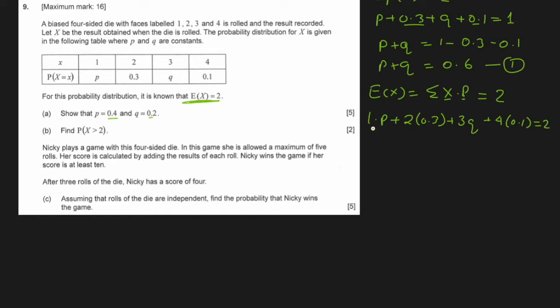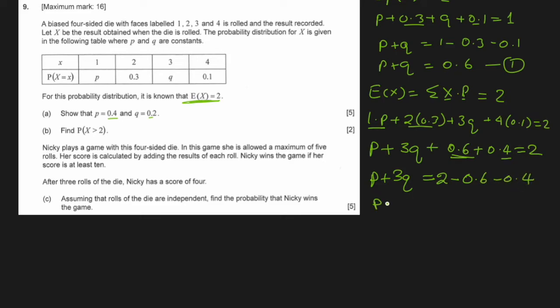So let's simplify this also. This becomes p, then we have 3q, plus 0.6, then 0.4 equal to 2. So let's bring these to the right side. So p plus 3q equals 2 minus 0.6 and 0.4. So p plus 3q is equal to 1, because 0.6 and 0.4 make 1, and 2 minus 1 is 1. This is equation number 2, and let's use elimination.